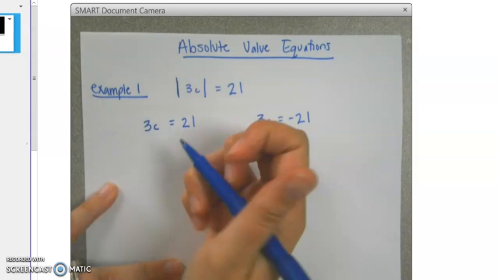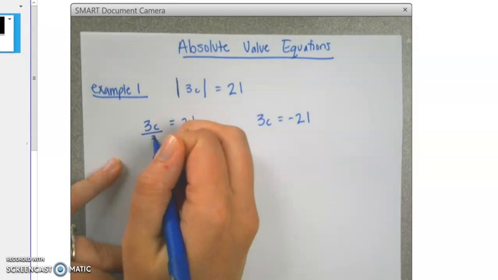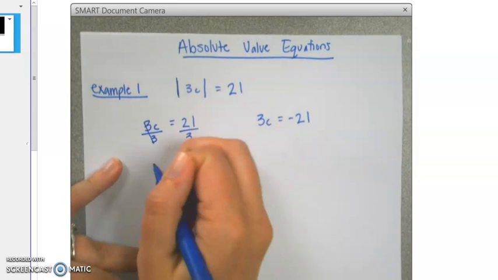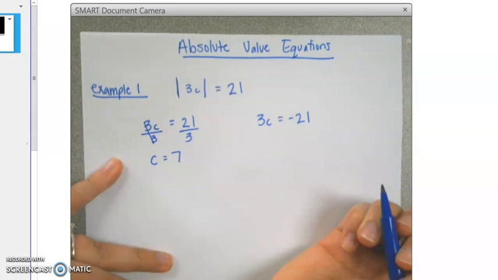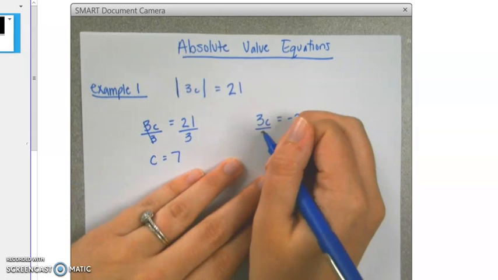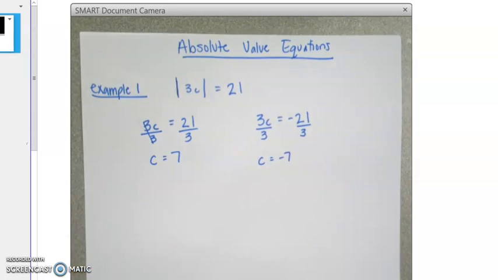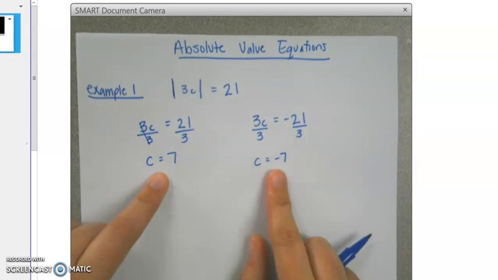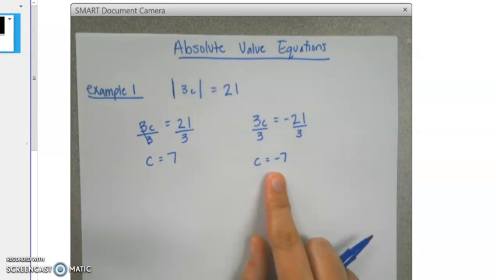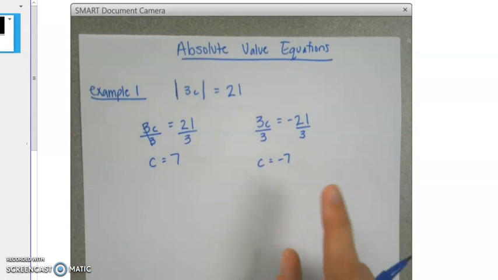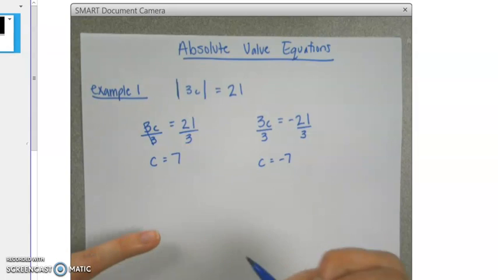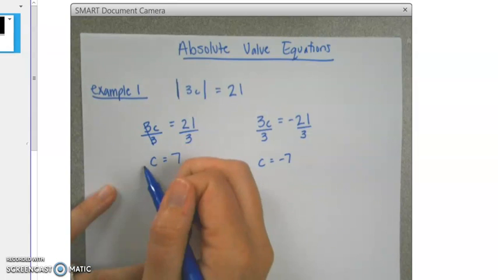So let's go ahead and solve this one. If I divide both sides by 3, I get that c equals 7. And over here, if I divide both sides by 3, I get c equals negative 7. Now, it just so happened I had one positive and one negative. This is not always going to happen. It did happen this time, but it will not always happen. So just showing you that. But these are your final answers right here.